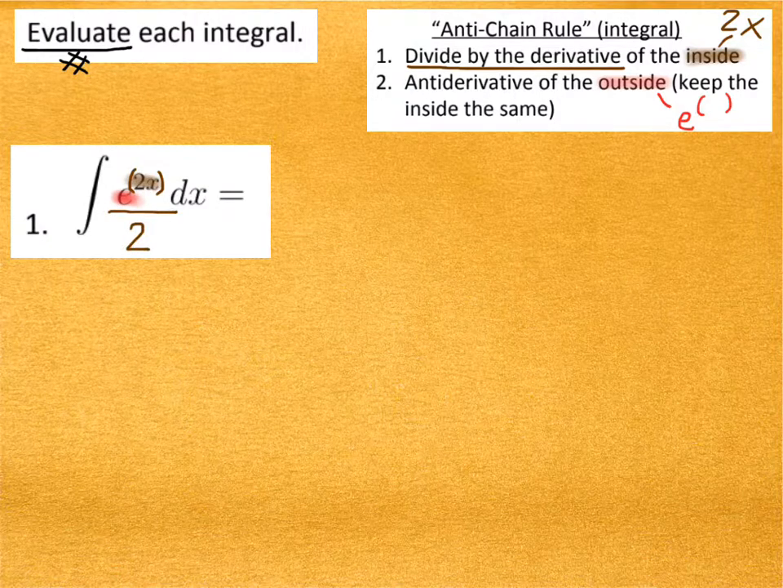That would be 2. So I need to divide by 2. And I'll bring that in front as 1/2. Dividing by 2 is the same as multiplying by 1/2. So that'll be out in front of the antiderivative.